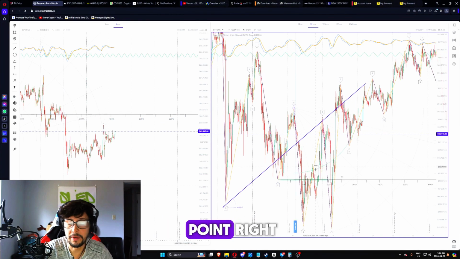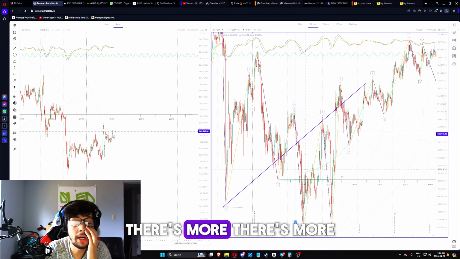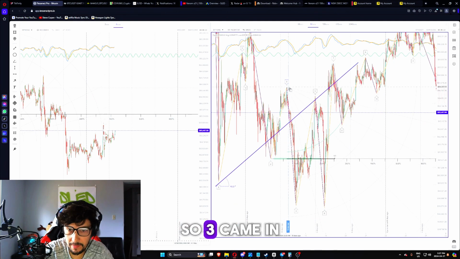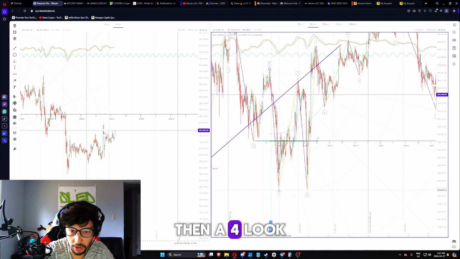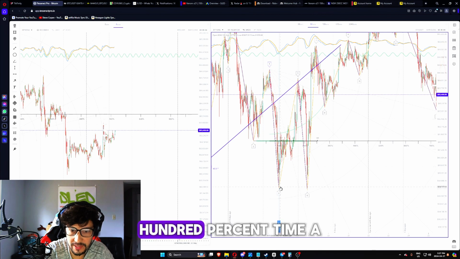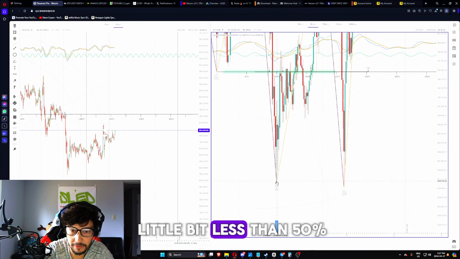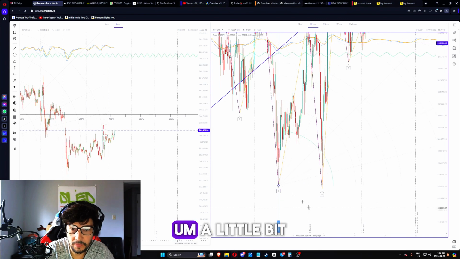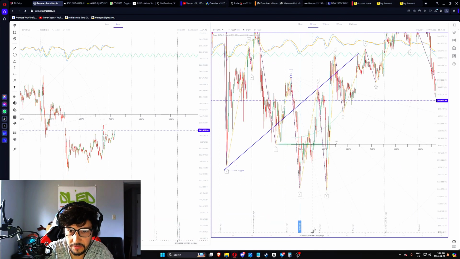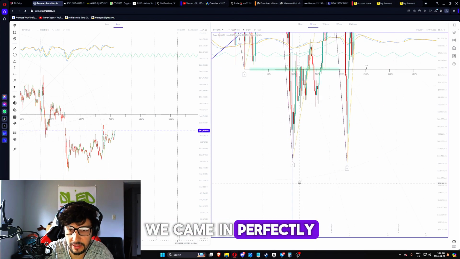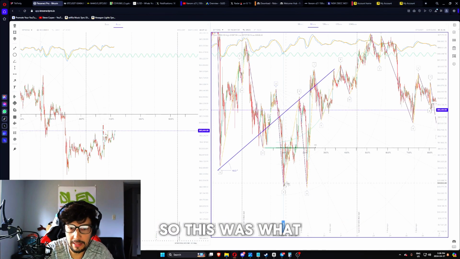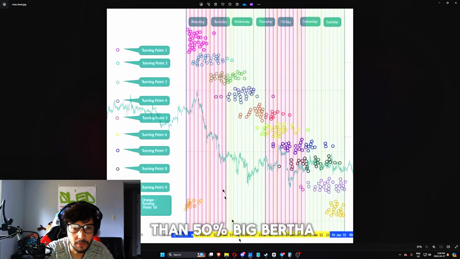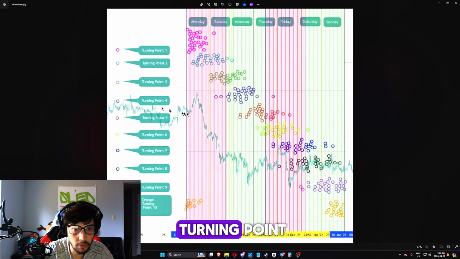This is a turning point, right? I'm just simplifying it for you guys. There's more to it than this. So 3 came in right on time, right where Bertha circles are showing. Then a 4, look, 100% time, a 4 came in. A little bit less than 50% of time, in between 14 and 27. Actually, we came in perfectly at 100% time. All right, so this was a little bit less than 50%. Big Bertha, turning point 4.